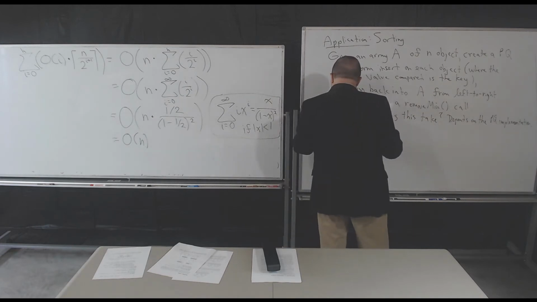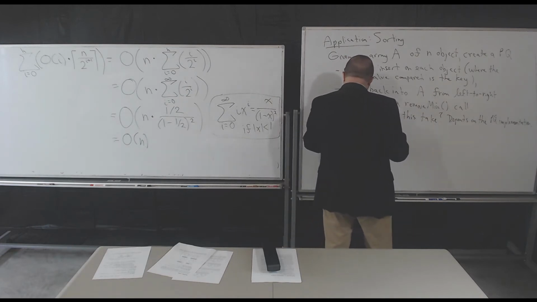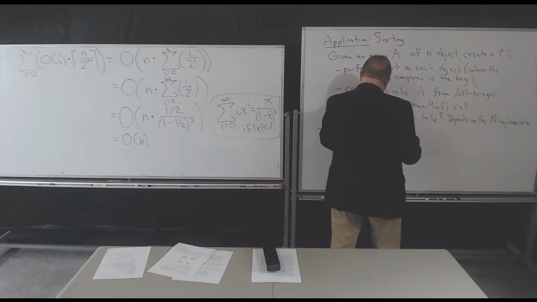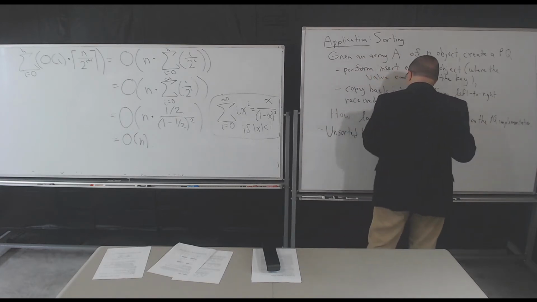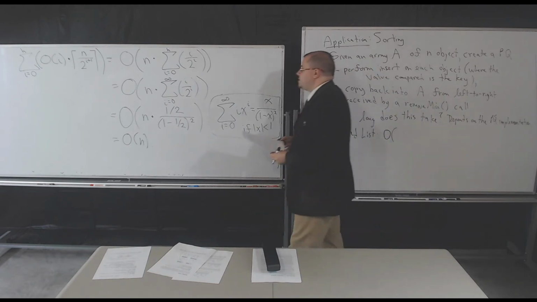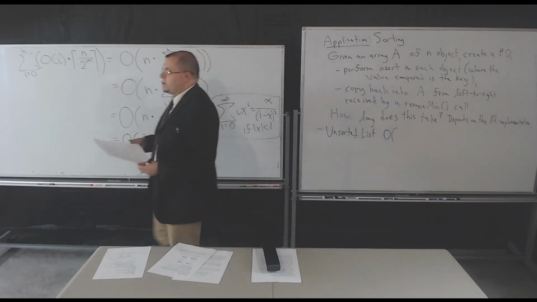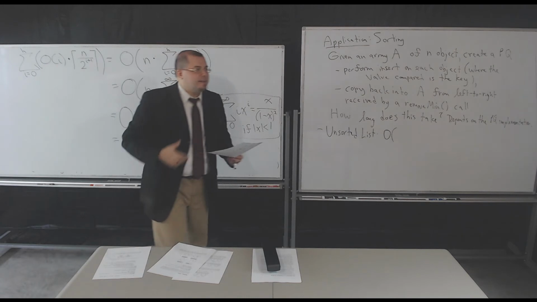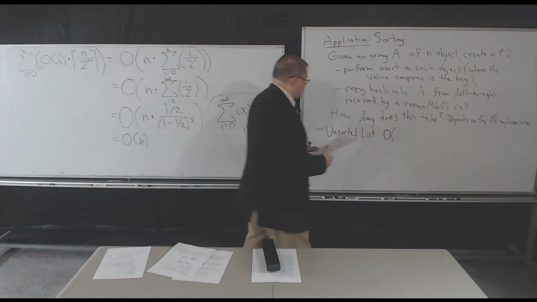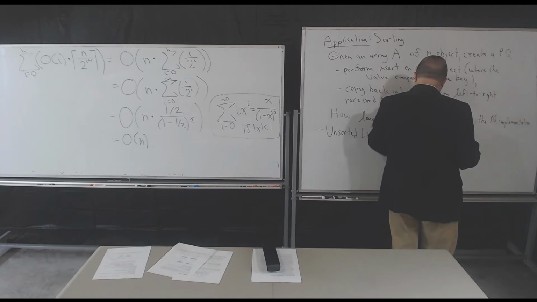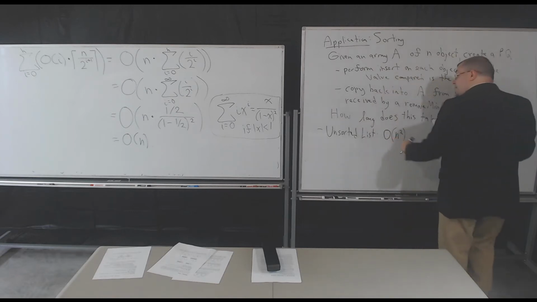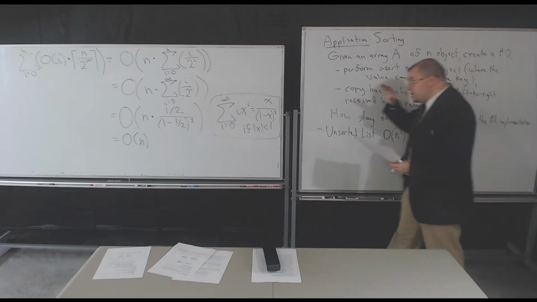So, if you use an unsorted list, how long should it take? Well, each one of the insertions in an unsorted list takes constant time. However, every single one of the remove mins takes how much time? Linear time. So you have to perform at least n remove mins, which means it's going to take big O of n squared.